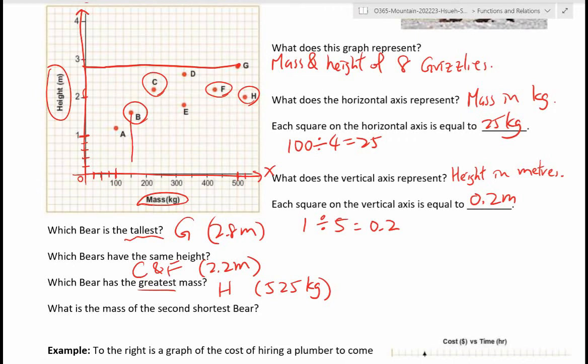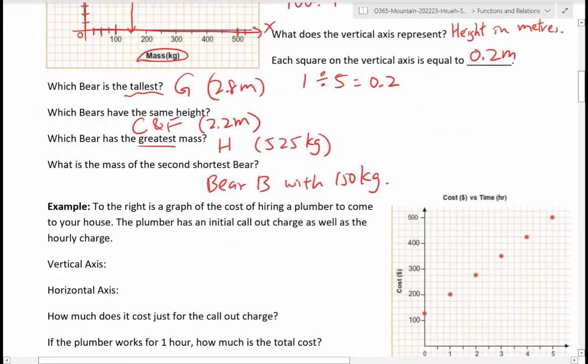Well, if you're looking for the mass, then you go down to this point, and that looks like right in the middle between 100 and 200. So bear B, with 150 kilograms. Okay, so again, you can see based on a graph, we can actually get a lot of information from the graph. Okay, so that's just one particular example.